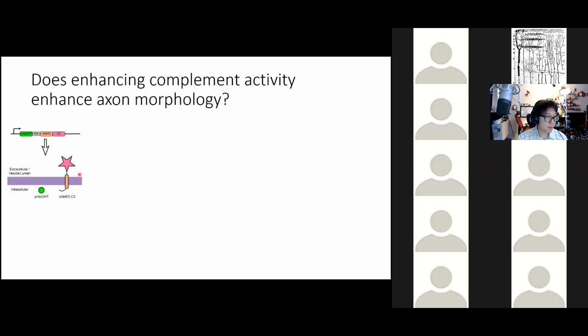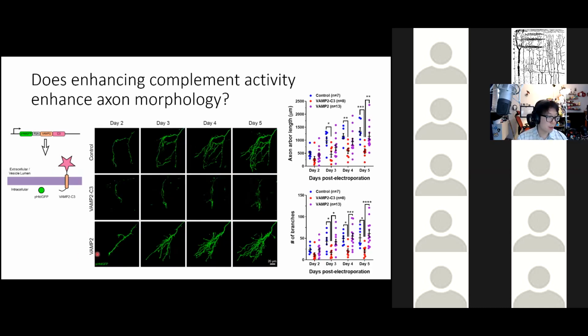And as an additional control, we also created a construct where we just overexpress VAMP2 to ensure that the effects of VAMP2-C3 were not mediated by an overexpression of VAMP2. And we can see that expression of VAMP2-C3 in retinal ganglion cell axons significantly reduces axon arbor size when compared to both control or VAMP2 overexpression, and also reduces branch numbers when compared to control or VAMP2 overexpressing axons.